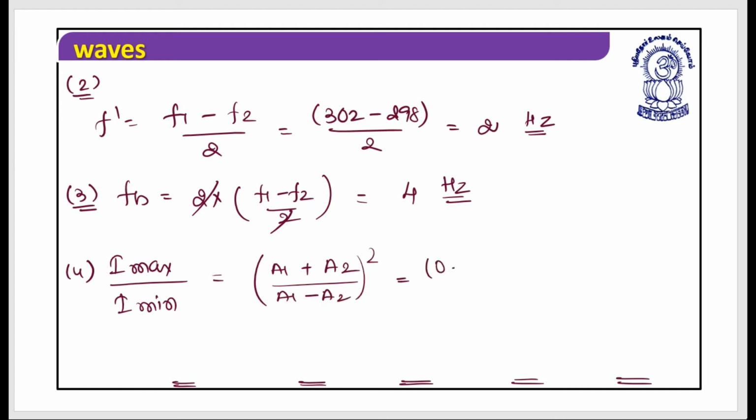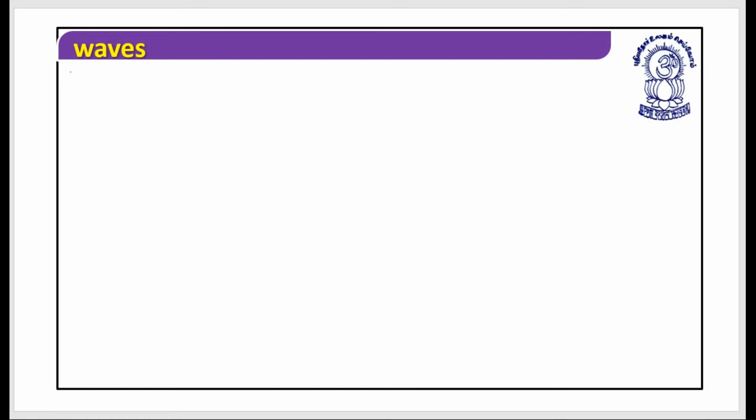So this equals (0.3 plus 0.5) whole square divided by (0.3 minus 0.5) whole square, which is 0.8 whole square, which is 64, and this is 0.3 minus 0.5, it's 0.2. That means if I make a square of this, it's 4. So this equals 16. I hope this is clear. Is it clear? Are you sure? Great.